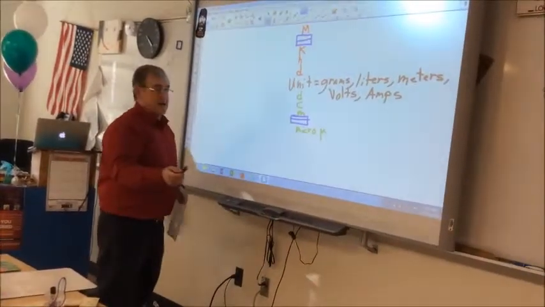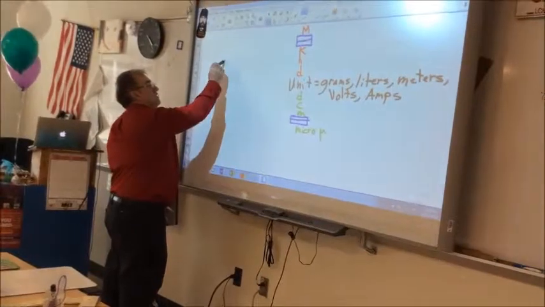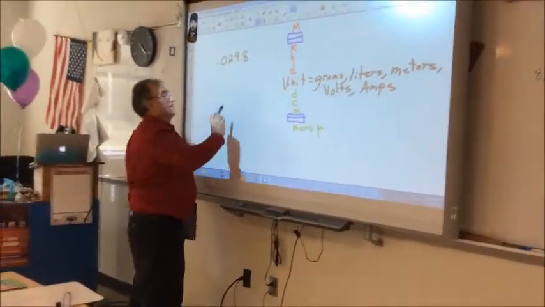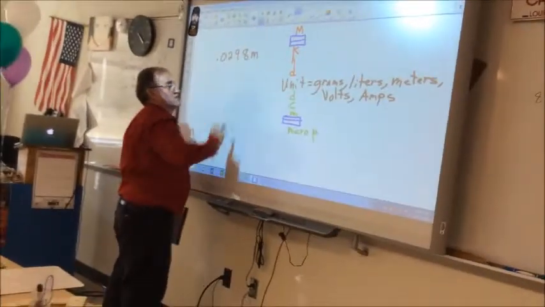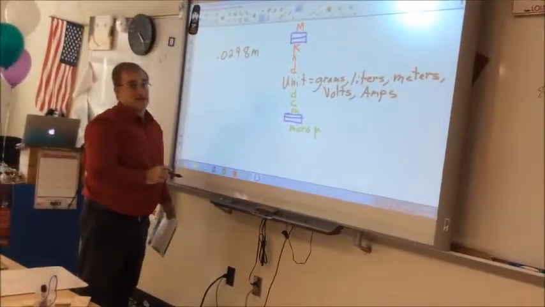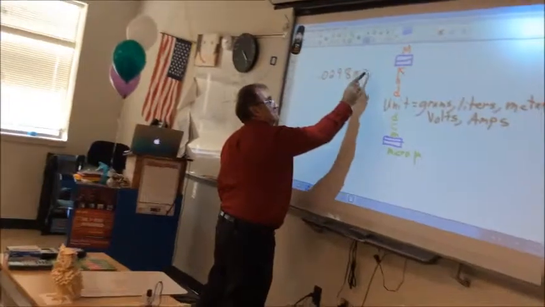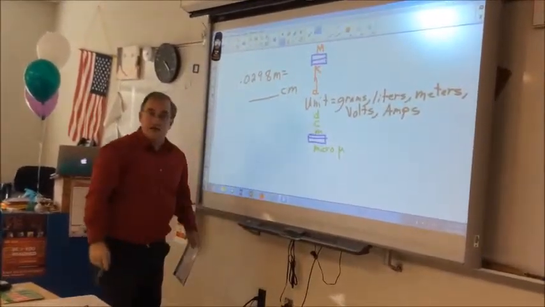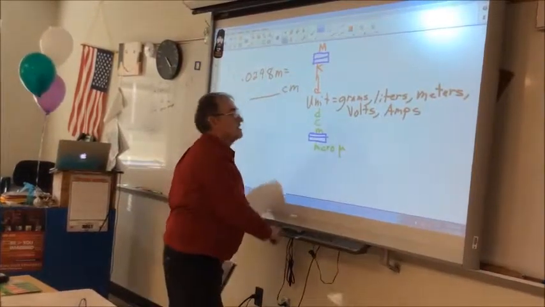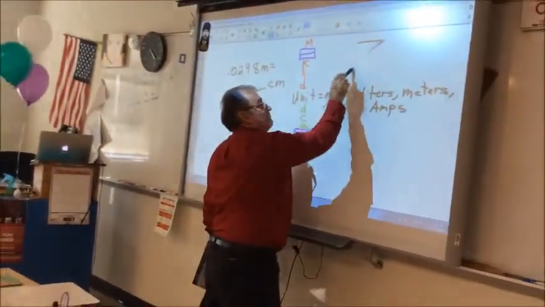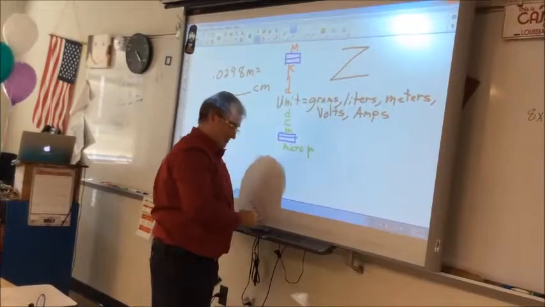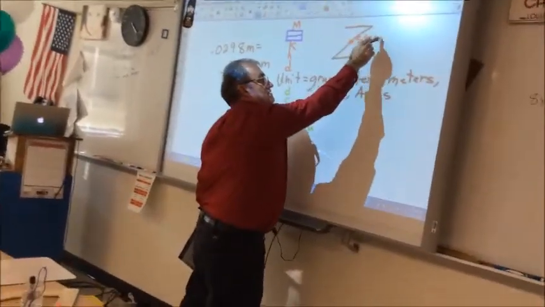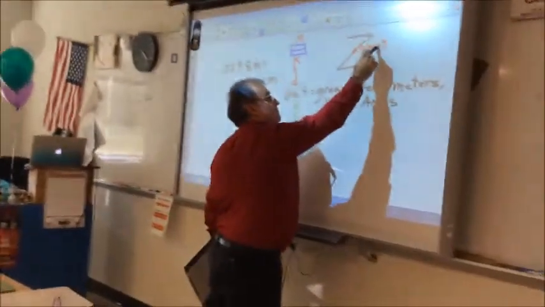If I happen to have 0.0298, and when I say that these were meters, it's not realistic to leave that in meters. So let's put them in centimeters. How do we do that? What if I had a capital Z I could work with? There's your starting point.